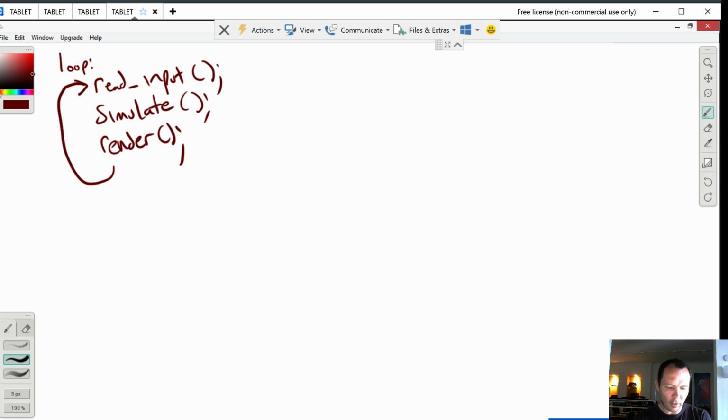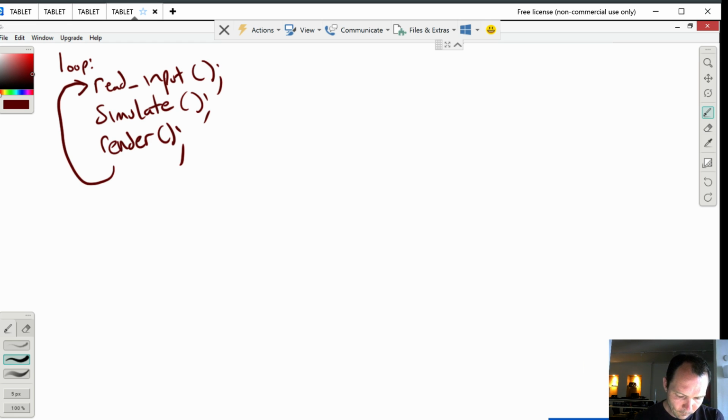So every frame, you're doing these three things, right? And you do them in this order, right? You want to read input before you simulate because you want, when you simulate the player character, that player to respond to the most recent events, for example.